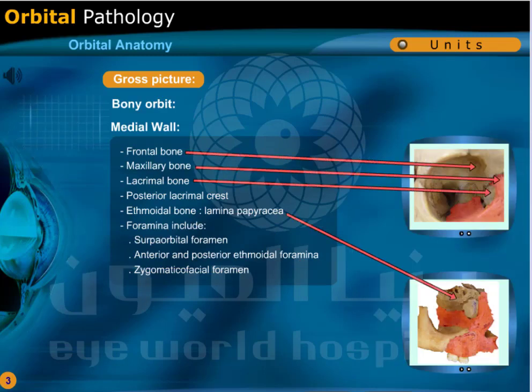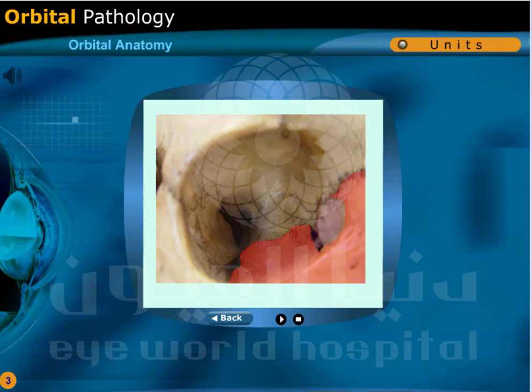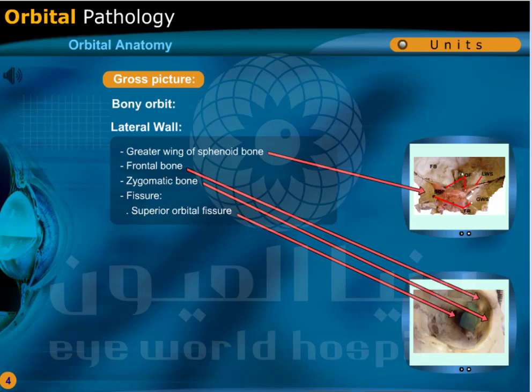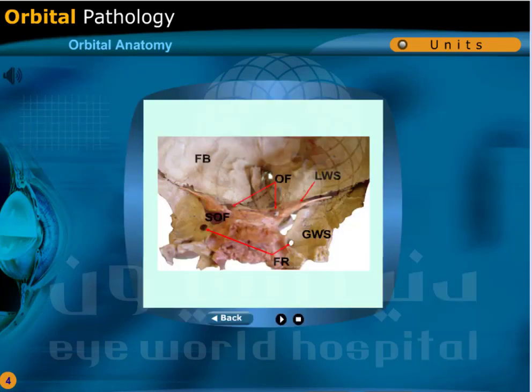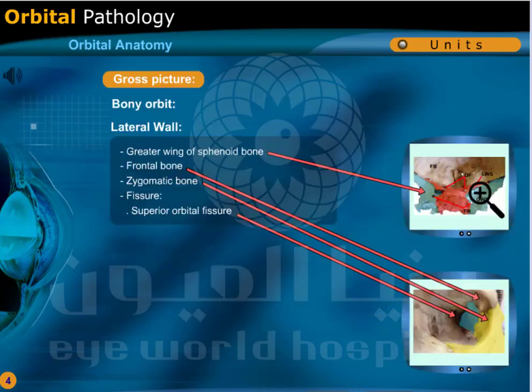Bony orbit: medial wall, lacrimal bone, ethmoidal bone, lamina papyracea, frontal bone, maxillary bone, posterior lacrimal crest. Foramina include supraorbital foramen, anterior and posterior ethmoidal foramina, and zygomaticofacial foramen. Lateral wall is formed of greater wing of sphenoid bone, frontal bone, zygomatic bone, and superior orbital fissure.